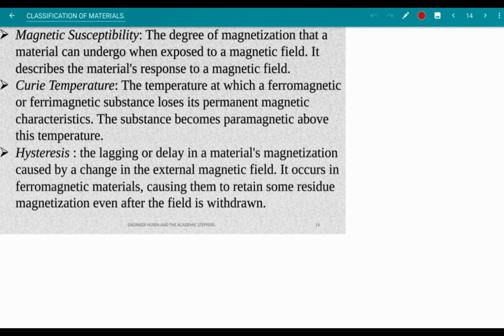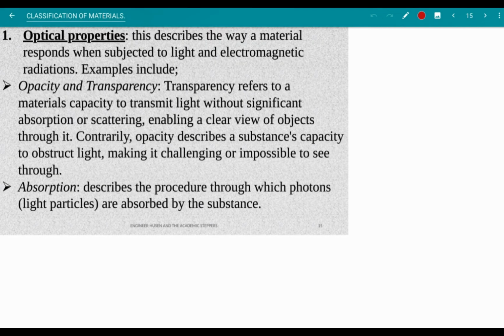The next property we need to look at is what is known as the optical property. Now, this shows you the behavior of a material when subjected to light or any type of electromagnetic radiation. We know electromagnetic radiations are just radiations that are electric and magnetic in nature. So if you look at examples of optical properties, we look at terms like opaque or transparent.